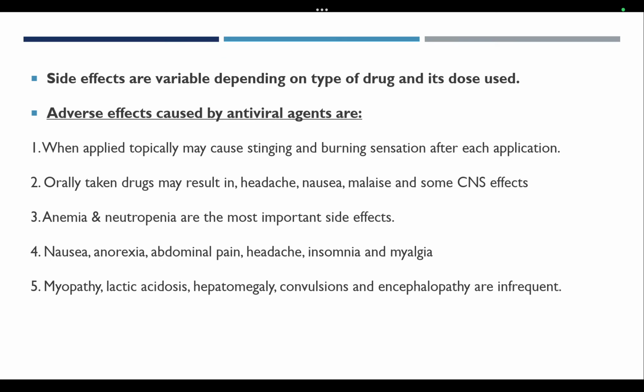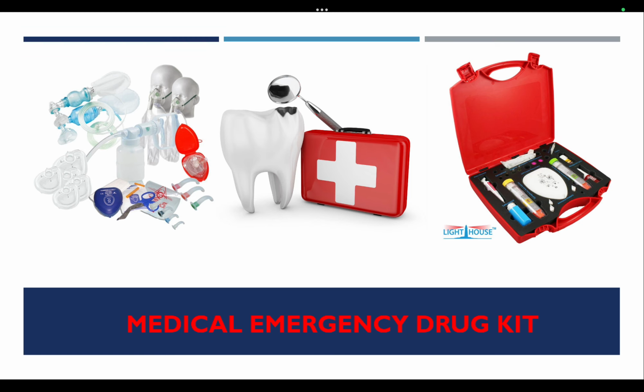Anemia and neutropenia are the most important side effects, and this is related to patients with immunodeficiency or immunosuppressive conditions. With prolonged use as antiviral prophylaxis, to prevent recurrent lesions related to viral infections, nausea, anorexia, abdominal pain, headache, insomnia, and myalgia are somewhat common. Myopathy, lactic acidosis, hepatomegaly, convulsions, and encephalopathy are infrequent side effects.